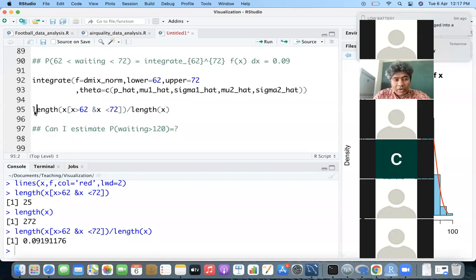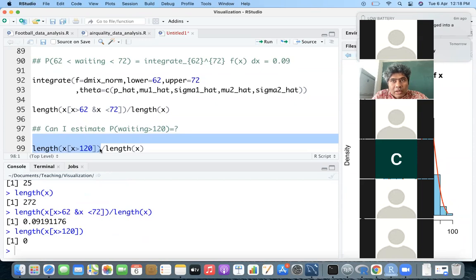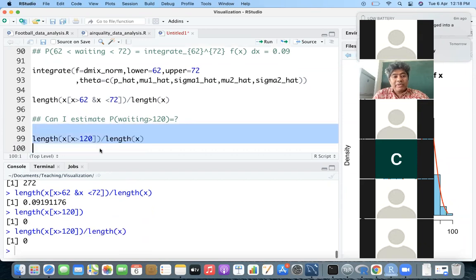Now, okay, if you want to say that, I can do that very easily, because all I have to do is x greater than 120. How many such cases are there? 0 cases. Well, because in my data, I have not even seen anything. So my estimate will be 0. So probability is 0, but intuitively we do know that actually it is not 0. There is some probability mass there.